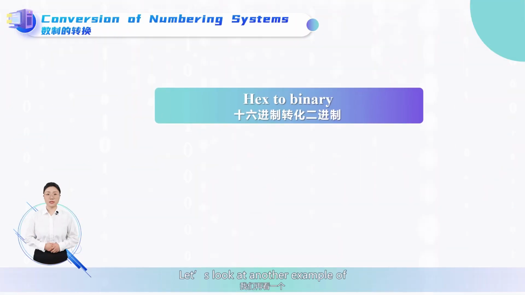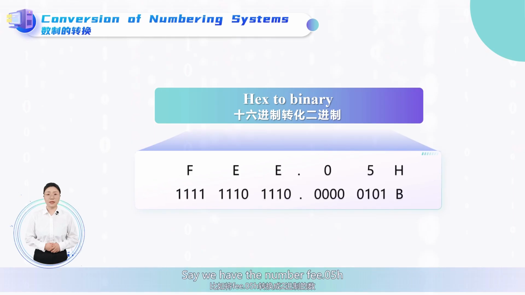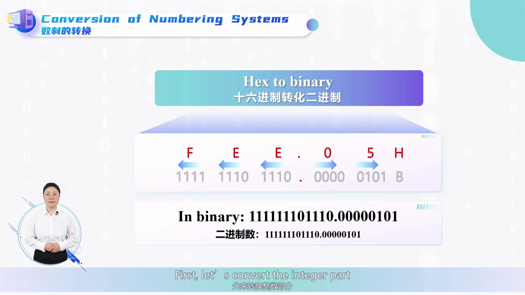Let's look at another example of converting from hex to binary. Say we have the number FEE.05H. Also, starting from the decimal point, we will convert each hex number or letter into a 4-place binary number. First, let's convert the integer part. E may be converted to the binary number 1110, and F may be converted to 1111.